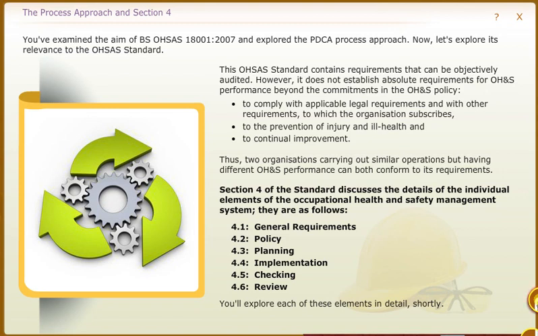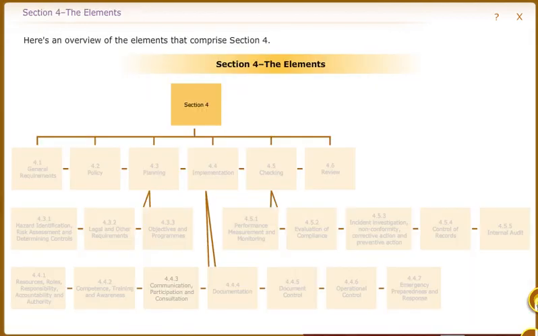Section 4 of the standard discusses the details of the individual elements of the occupational health and safety management system. They are as follows: general requirements, policy, planning, implementation, checking, review. You'll explore each of these elements in detail shortly. Here's an overview of the elements that comprise Section 4. Section 4. The elements.